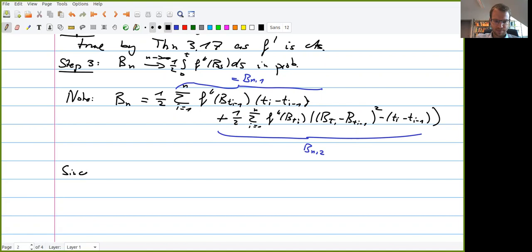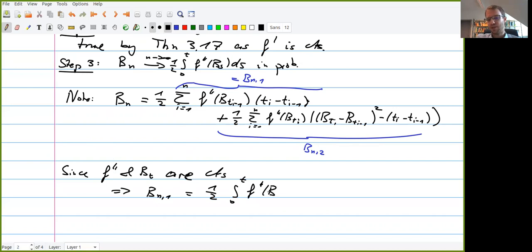Okay, and the first sum goes already to the right term. Since f double prime is continuous and B_t is by definition of a Brownian motion continuous, this is a classical Riemann sum approximation of the Lebesgue-Stieltjes integral. So this is nothing else than the Lebesgue-Stieltjes integral of f double prime applied to the Brownian motion at time s, ds. This solves it. Right? Here's nothing to do.